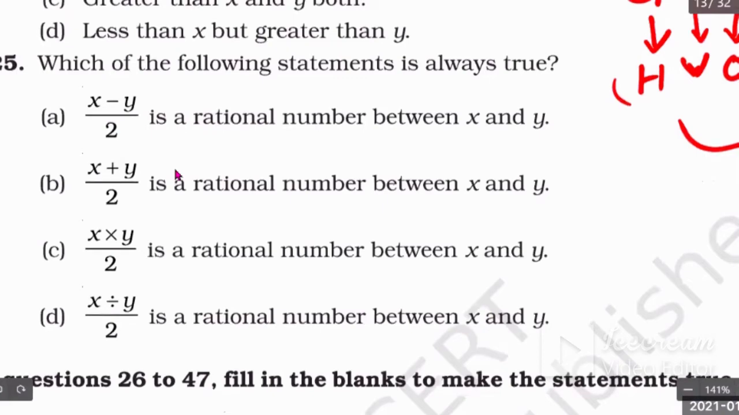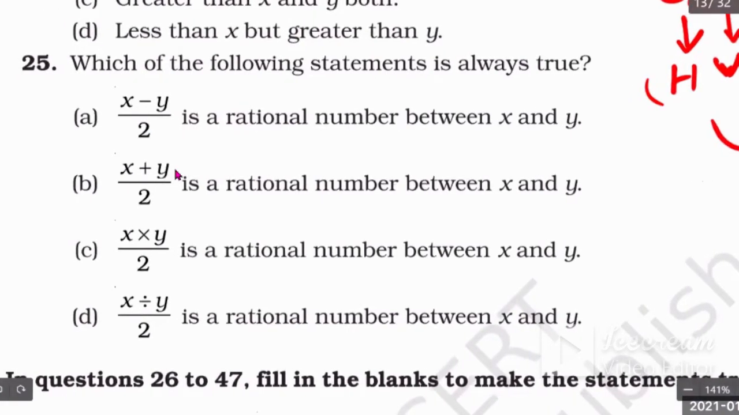Which of the following statement is always true? Whoever understands, explain it, okay? C. See how. Wrong hai.